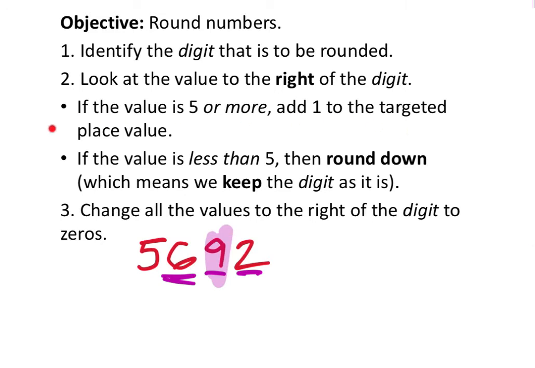9 falls into this category right here, right? It's 5 or more. 5 or more includes 5, so 5, 6, 7, 8, or 9. If it's any of those numbers, then we're going to add 1 to that place value. So in this case, it is 9. We're going to add 1 to the target place value, which is the hundreds. And so I'd say, okay, 6 plus 1, boom, I know that's 7.